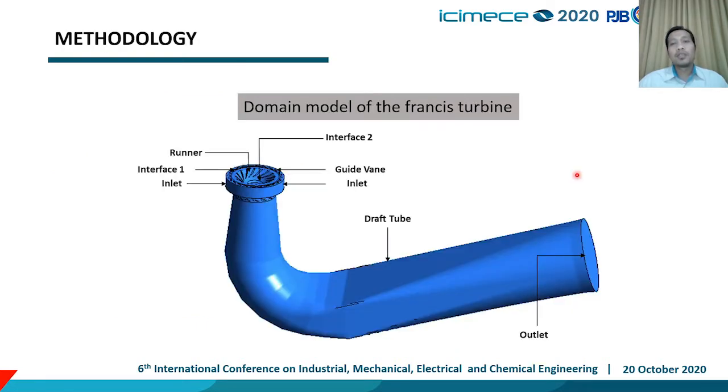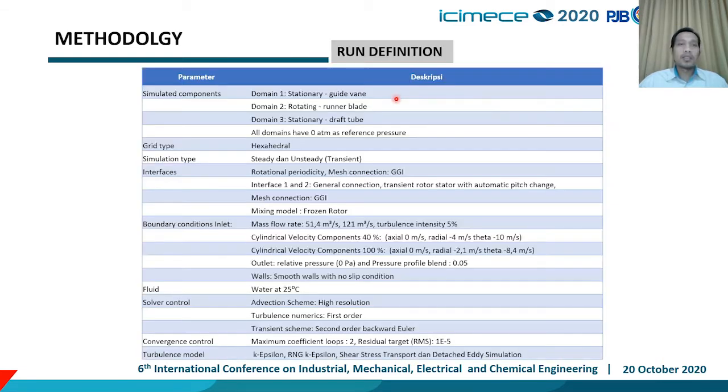This picture shows the domain model of the Francis turbine for numerical simulation. The computational domain comprises three subdomains: distributor, runner, and draft tube. This table is about the run definition, with the parameter and simulated component. Domain 1 is the stationary guide vane. Domain 2 is the rotating runner blade. Domain 3 is the stationary draft tube.